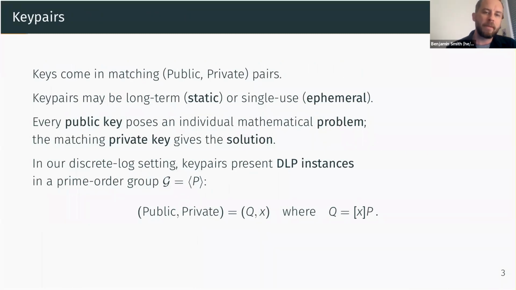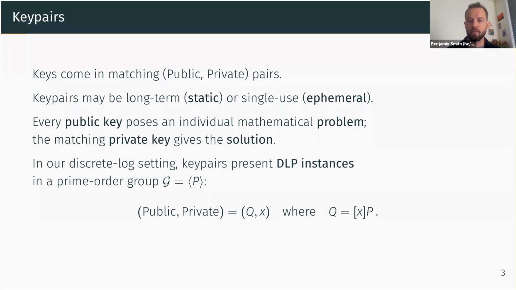Okay, so keys come in matching public and private pairs. You've got a public key and a matching private key, and that's your key pair. Your key pairs might be long-term, in which case you'd say you've got a static key pair, or they might be single-use key pairs, which are ephemeral keys. Every public key poses an individual mathematical problem. This is a general thing in public key crypto: every public key is posing an instance of a mathematical or algorithmic problem, and the private key is giving you the solution, essentially.